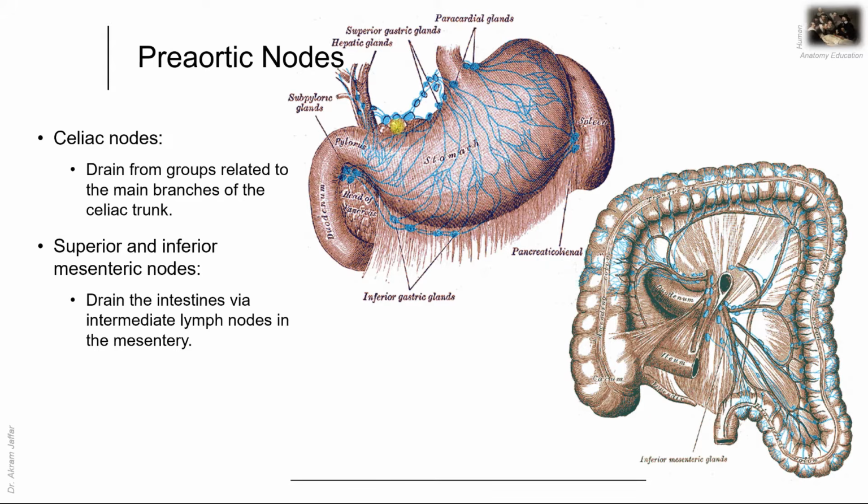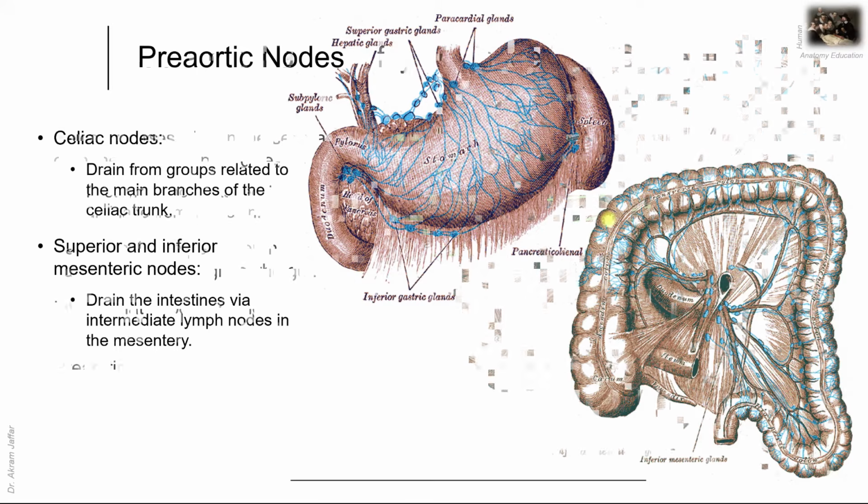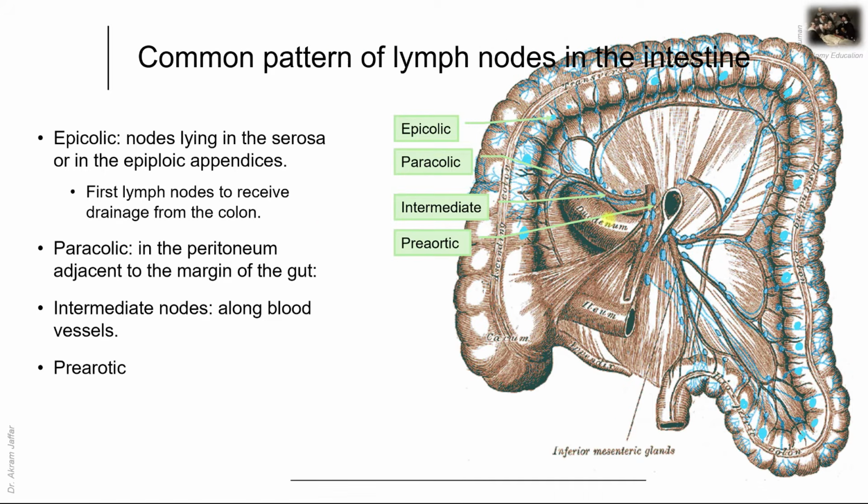Of course, these lymph nodes that drain the intestine as pre-aortic nodes, they drain multiple other groups, intermediate groups of lymph nodes that are related to the mesentery or the serosa. So this is to show us the common pattern of lymph nodes in the intestine. Let's deal with the colon here. So we have epicolic nodes.